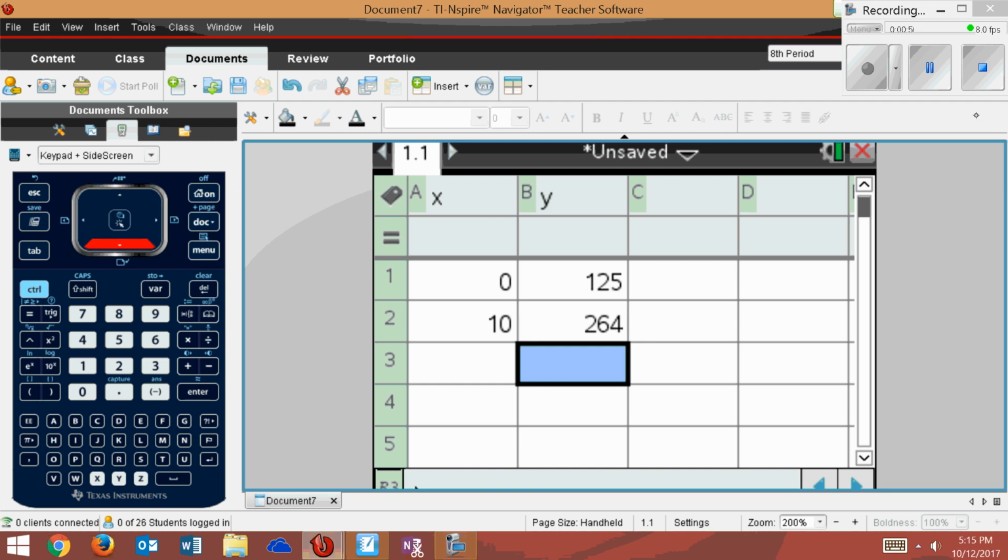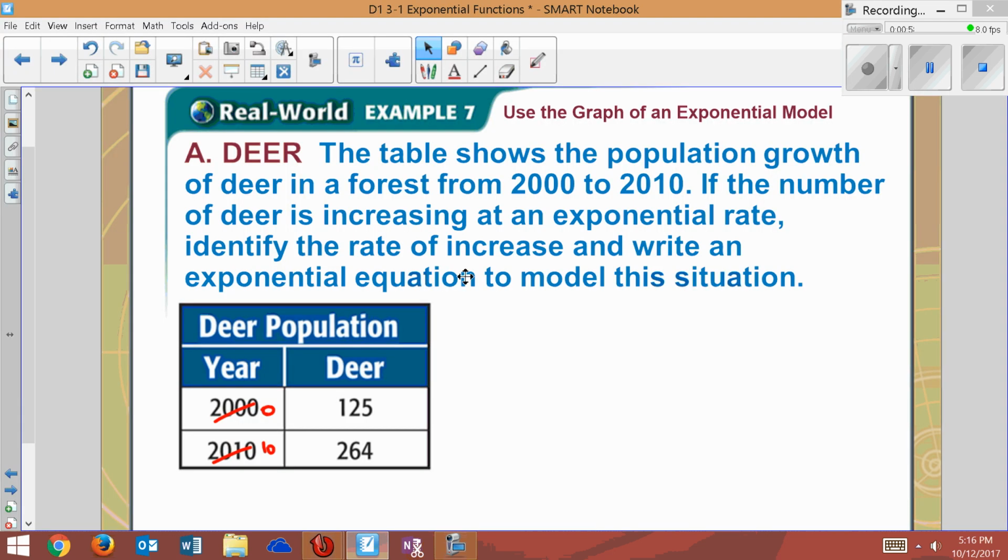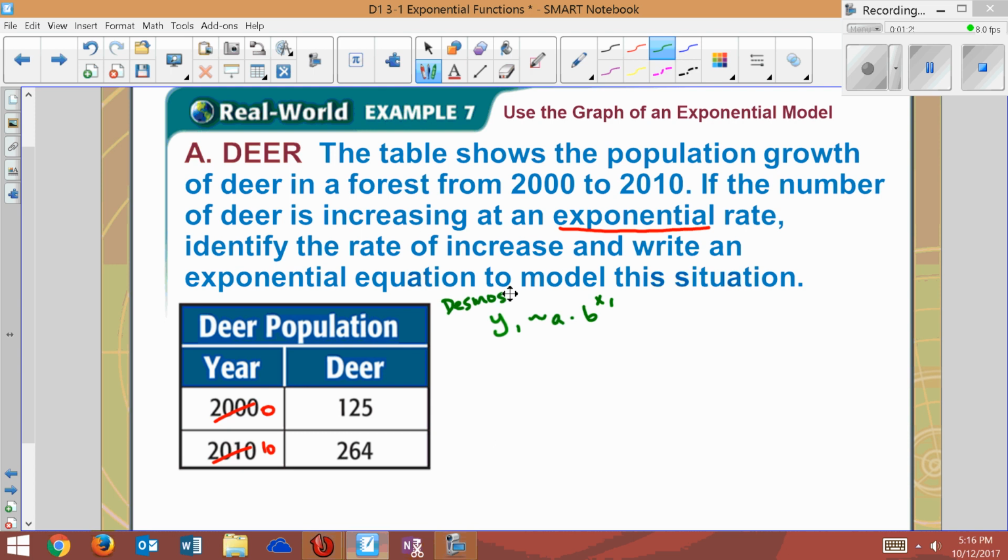Now it says to find an exponential model. So real quick, I'm going to come over here. It says it's an exponential rate here. If you were using Desmos, what you would type in is y1, and you do this little squiggly, a times b to the power of x1. That's what you would type in to Desmos to do this there. So you'd first do the table, type those values in, and then you'd use this as the equation, and it would give you your regression.